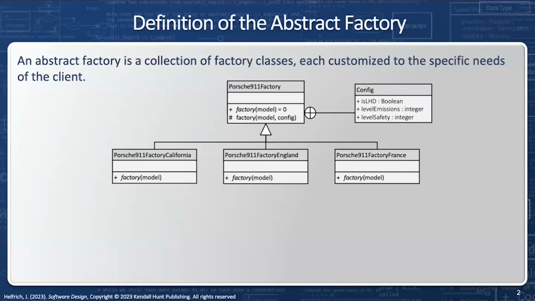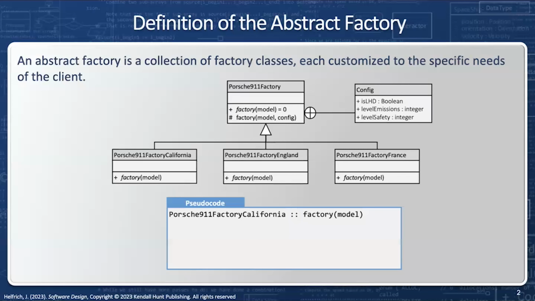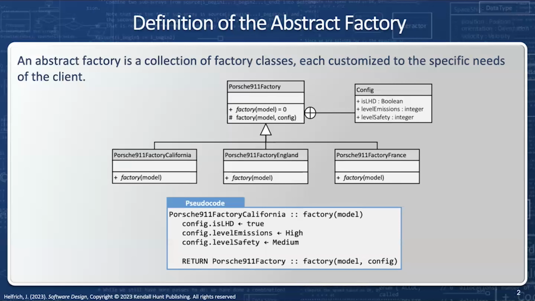Now, how are we going to implement this? Well, I'm going to have a California factory, and it's going to take the model. And now I know that all California cars are going to have a left-hand side and high level emissions and a medium level of safety. And from here, I'm going to call that protected method that's going to have that particular config. So no matter what model of Porsche 911 I create, whether it's a Targa or a Carrera or a GT2 RS or anything like that, every one of them is going to be left-hand side, high emissions, and medium safety. And the abstract factory allows us to guarantee that.